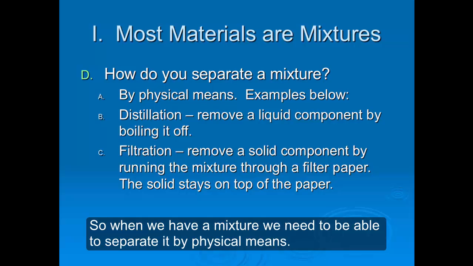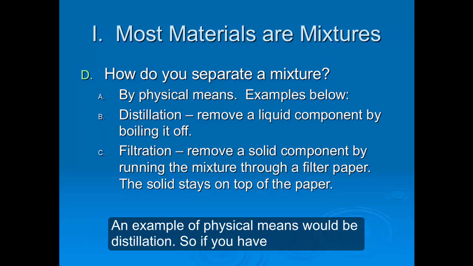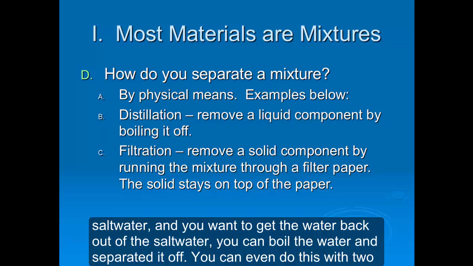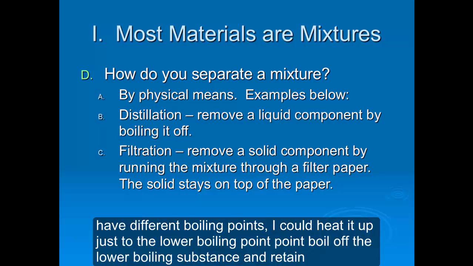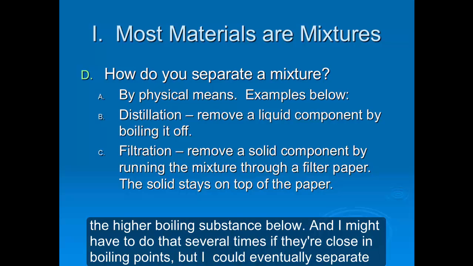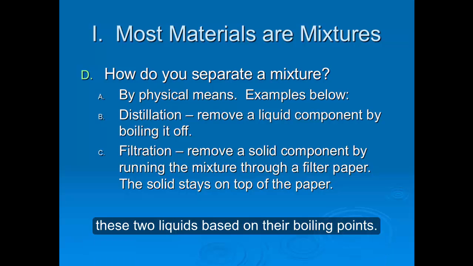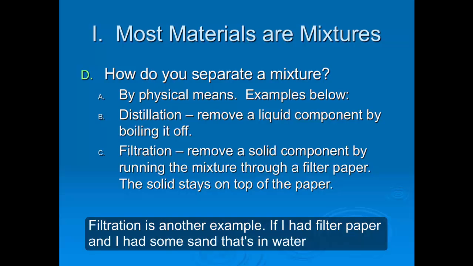So when we have a mixture, we need to be able to separate it by a physical means. An example of physical means would be distillation. So if you have salt water and you want to get the water back out of the salt water, you can boil the water and separate it off. You can even do this with two liquids. If I had two liquids that had different boiling points, I could heat it up just to the lower boiling point, boil off the lower boiling substance, and retain the higher boiling substance below. And I might have to do that several times if they're close in boiling points, but I could eventually separate these two liquids based on their boiling points.